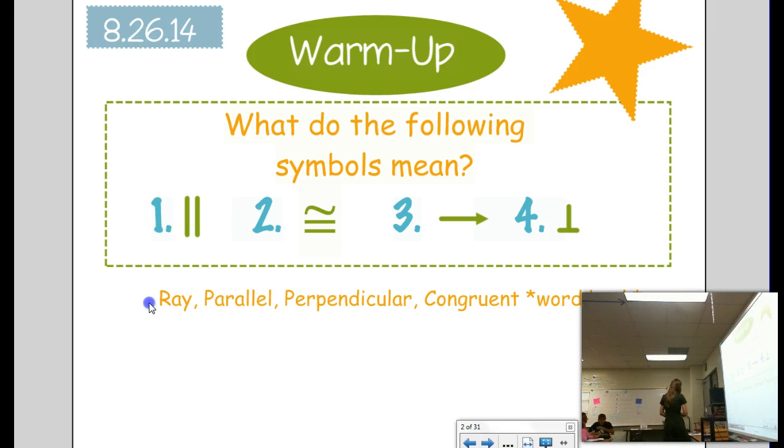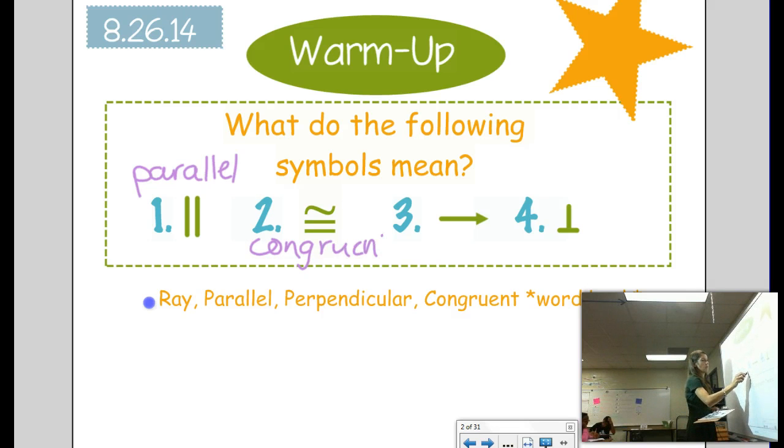Nate, what do you think number 1 is? Parallel. Very good. If you all got parallel, you're correct. Very nice. Paige, what's number 2? What's the symbol? Yeah, you got it. Congruent. Perfect.